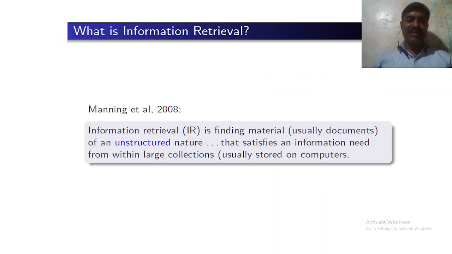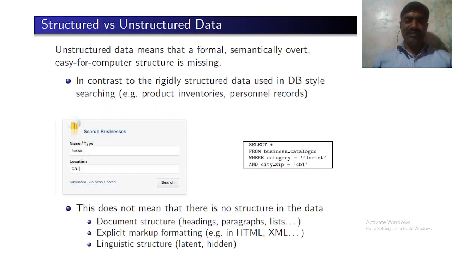What is information retrieval? Information retrieval is finding material of an unstructured nature that satisfies an information need from within large collections. Structured versus unstructured data. Structured data is in contrast to unstructured data, where a formal, semantically overt, easy-for-computer structure is missing.